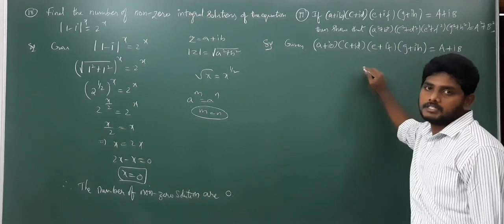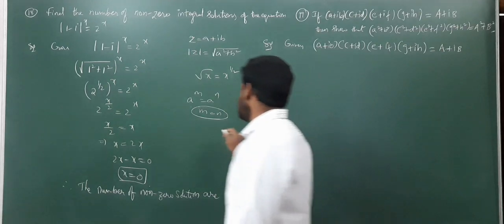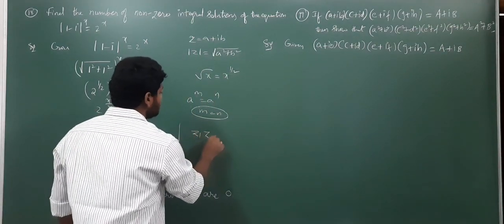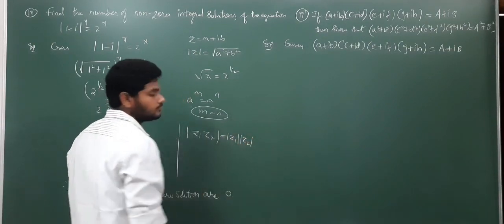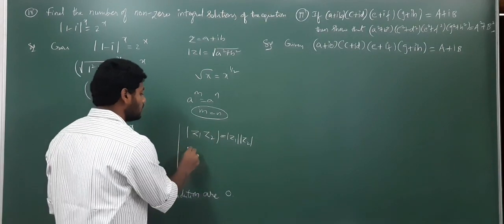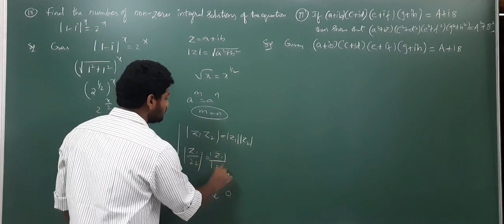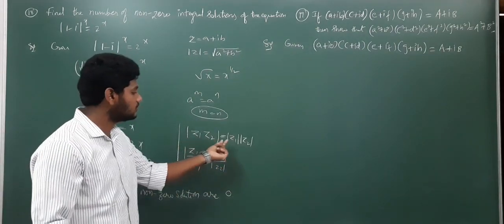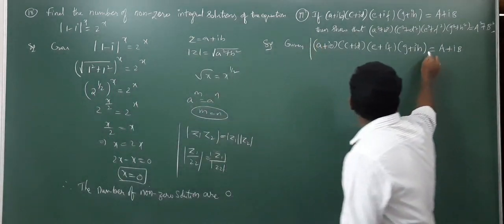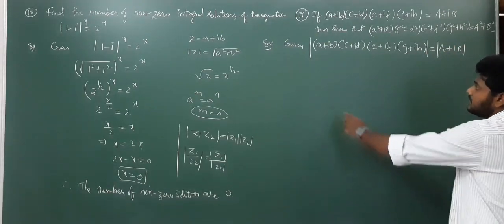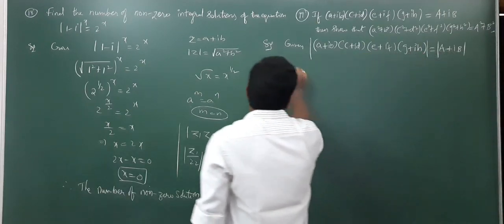To find that a square plus b square, what I will do is I will apply modulus on both sides. See again in the properties of modulus, modulus of z1 z2 we can write as modulus of z1 into modulus of z2, right? In the previous problem what we have considered, z1 by z2 modulus is equal to modulus of z1 by modulus of z2, like that modulus of z1 into z2 is equal to modulus of z1 modulus of z2. Now we will apply modulus to both LHS and RHS. Then it is in the form of modulus of z1, z2, z3, z4. So I will separate each and every one.